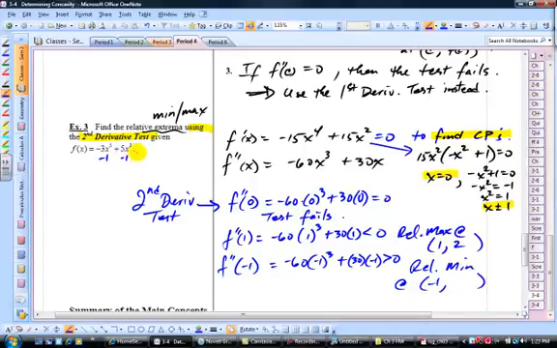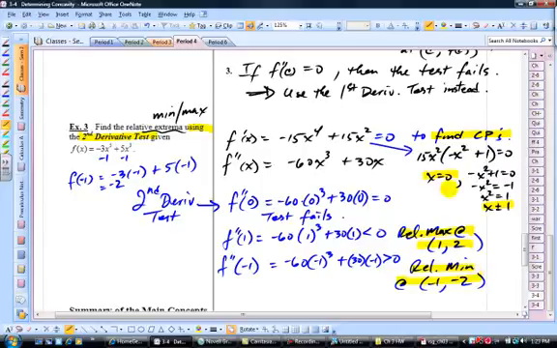So I need to put a negative 1 in here. So f of negative 1 is equal to negative 3 times negative 1 plus 5 times negative 1. That's 3 plus 3 minus 5, that's negative 2. So I get a negative 2 there. So I have a relative max at 1 comma 2 and a relative min at negative 1 comma negative 2. There are some end results there.